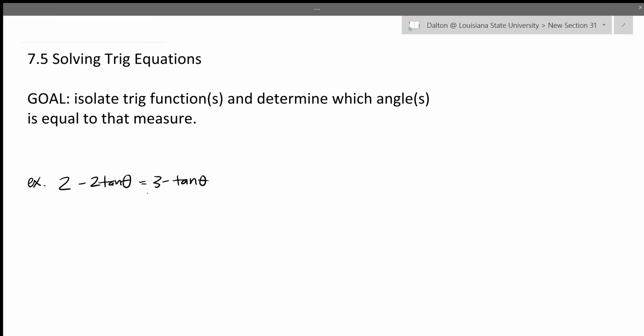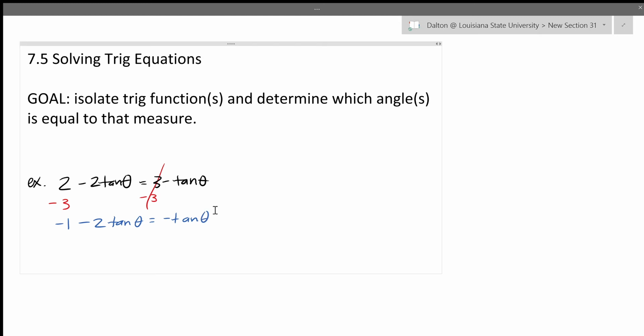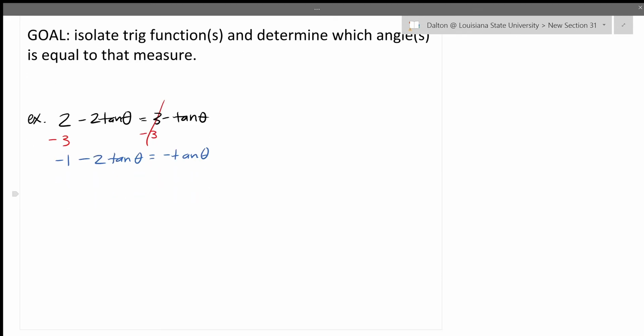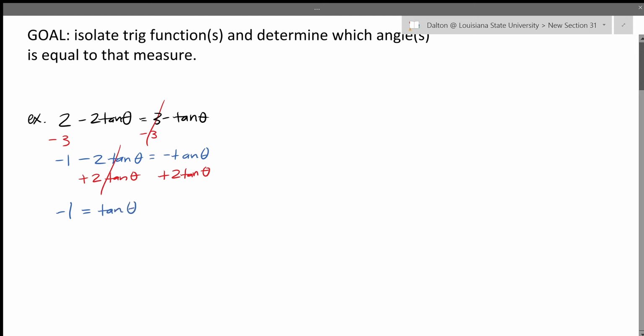But what we can do is inverse operations. So I can say, let's subtract 3 from both sides. Then 2 minus 3 is negative 1. Bring down negative 2 tangent theta is equal to negative tangent theta. Make sure you keep track of your negatives. So I've taken care of all of the constants. Now let me try to get all the tangents to one side. Let me add 2 tangent theta to both sides. On the left-hand side, I'm left with negative 1 is equal to, on the right-hand side, negative tangent theta plus 2 tangent theta. It's just a positive 1 tangent theta.